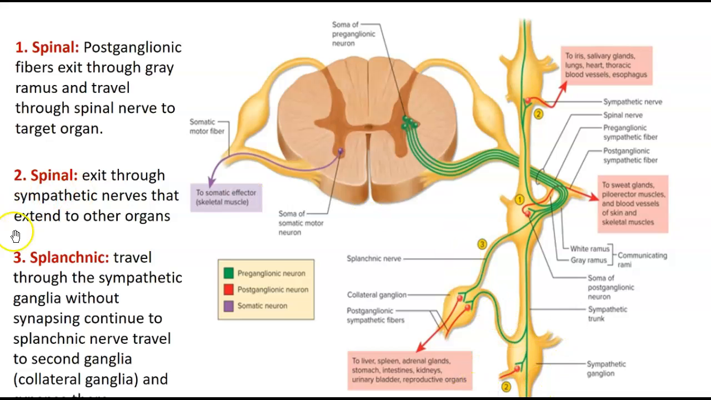Splanchnic, which is the third one, the preganglionic nerve, which is shown in red, will travel through the sympathetic ganglion without synapsing. These nerve fibers will continue to the splanchnic nerve, travel to the second ganglia, which is the collateral ganglion, and synapse there. These nerve fibers will control the liver, spleen, adrenal glands, stomach, intestine, kidney, urinary bladder, and reproductive organs.